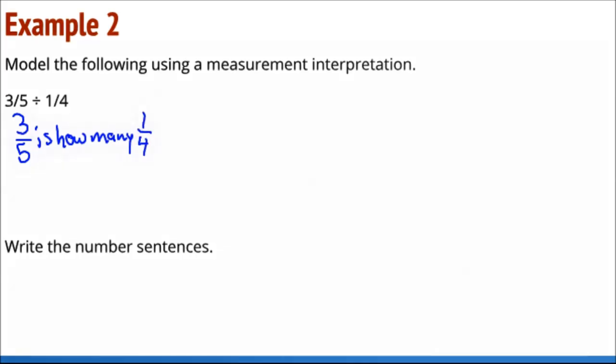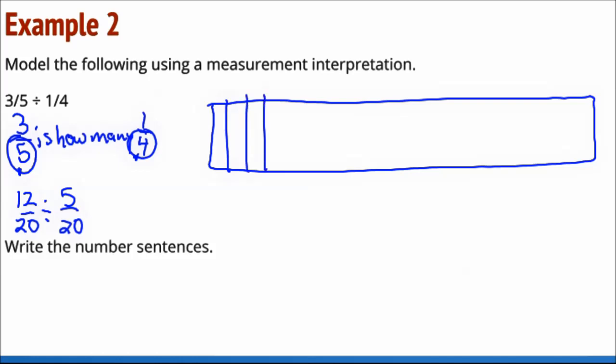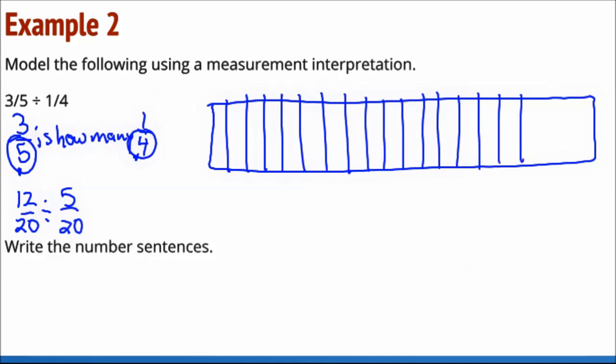And if we model this out, first thing I'm going to do is get me in unit form here and get some common denominators. So I'll scale up to 20ths, multiply this times 4, and I've got 12 20ths, and multiply this times 5, and I've got 5 20ths. So I need some 20ths. 1, 2, 3, 4, 5, 6, 7, 8, 9, 10, 11, 12, 13, 14, 15, 16, 17, 18, 19. There, I've got some 20ths.